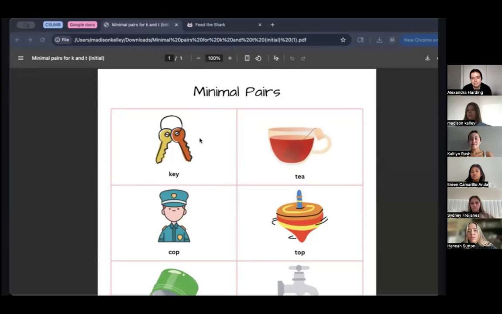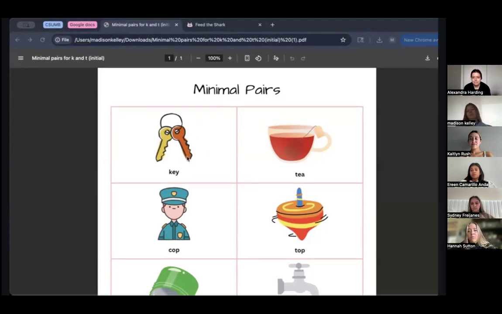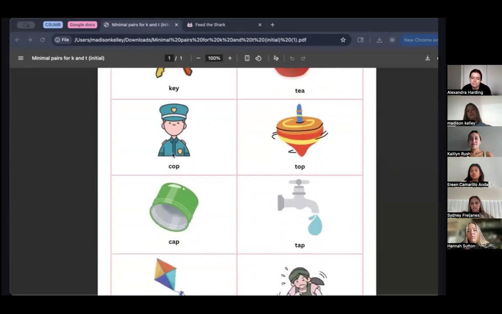Key. That's better. Now say tea, like warm tea in a cup. D. Nice try. That's tea right here. Now, can I hear both? Key for door and T for cup. D. K. Good trying. All right, let's move on to the next.